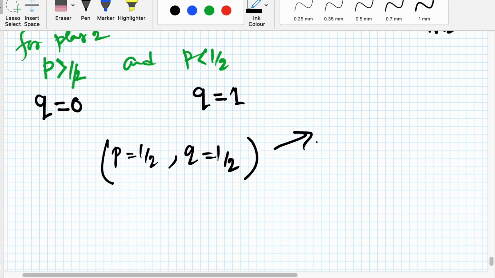Now let us present the concept of mixed Nash equilibrium. Then I will calculate the mixed Nash equilibrium for each game that we have presented. So let us present what the concept of mixed Nash equilibrium is.